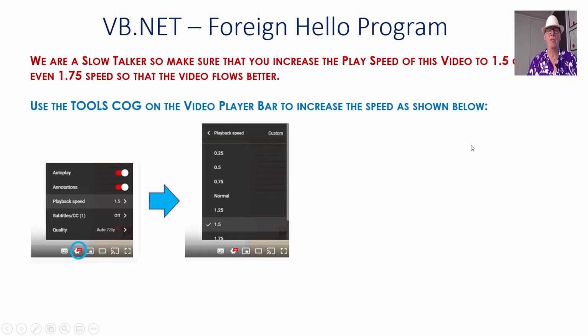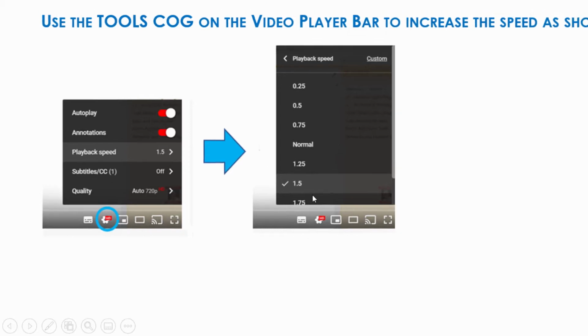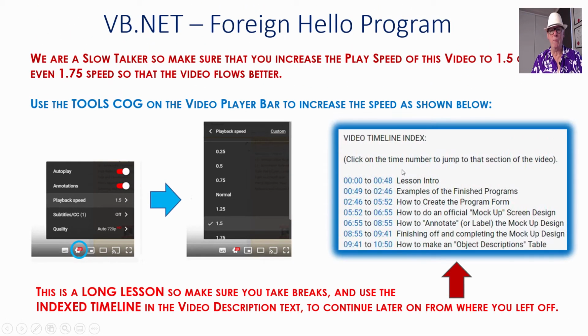So remember, I'm a bit of a slow talker, so make sure you increase the play speed of this video to 1.5, 1.75, even 2.0. You just go to the tools cog on the player bar, click on that, go to playback speed and make it 1.5, 1.75, then you'll be good to go.